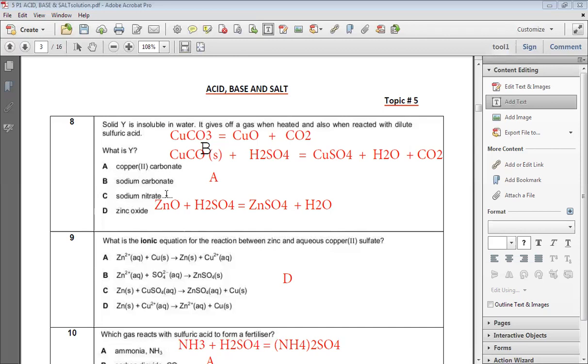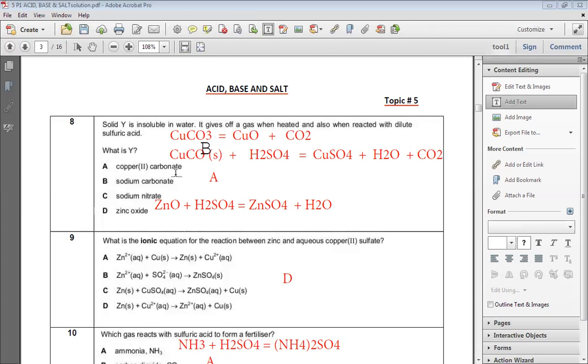Sodium nitrate is soluble, zinc oxide is insoluble. But the correct option for question number 8 is answer A, not B, not C, not D. The reason behind it: when copper carbonate is heated, it gives carbon dioxide. With both conditions it produces a gas. It gives off a gas when heated and also when reacted with dilute sulfuric acid.